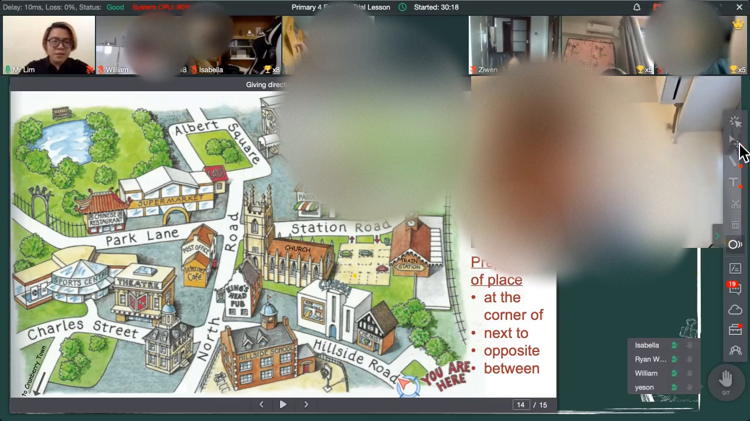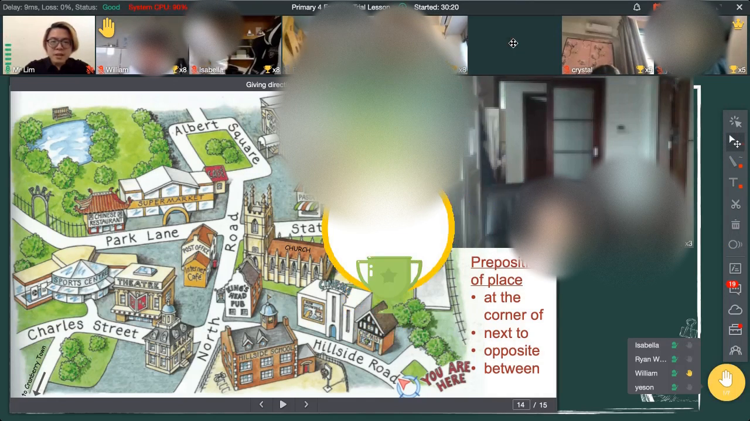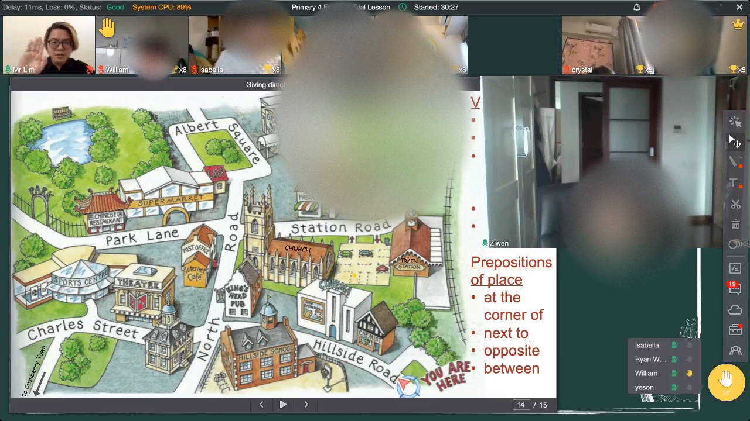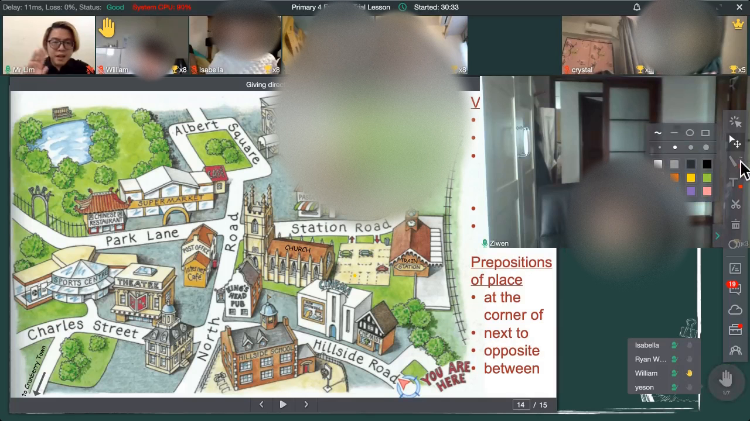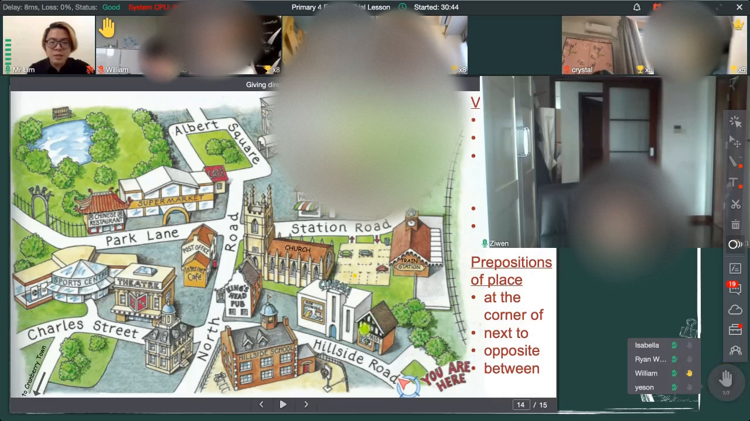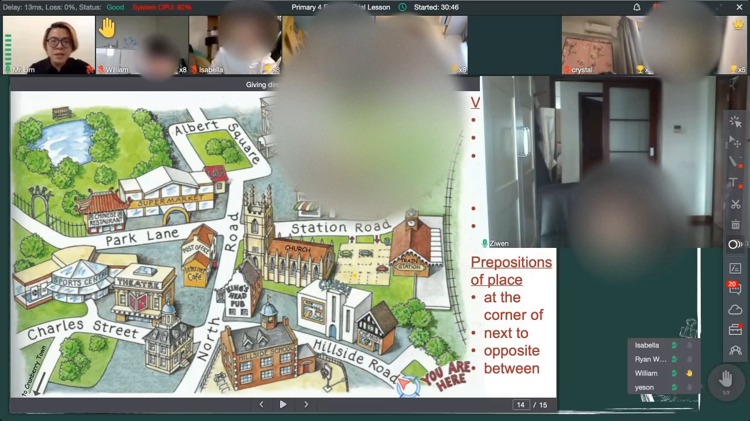All right, well done. Okay, last one. Maybe I'm gonna get Zi Wen. Hi. Hello. Hi, you've been quite quiet. Can you hear me? Hi, can you say hi? We are trying to get to the cinema from the bus stop. We are at the bus stop right now. We are trying to get to the cinema. Could you lead us there?